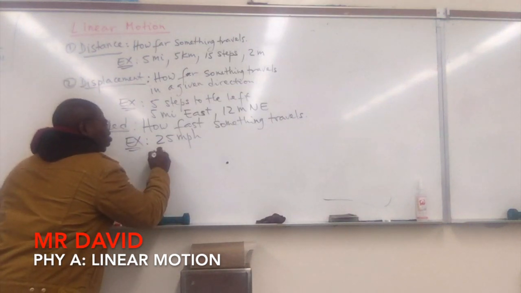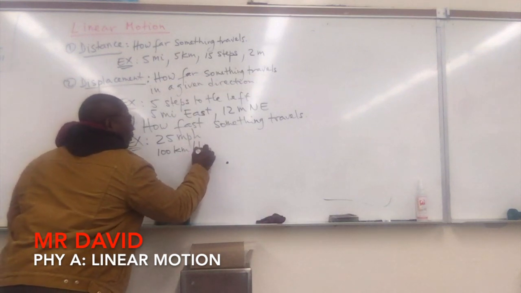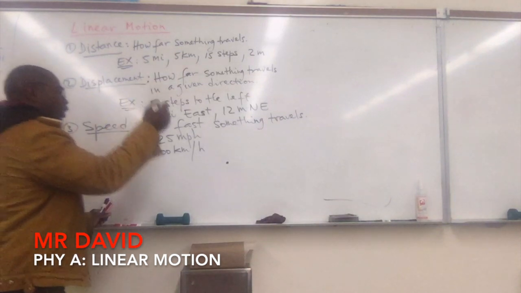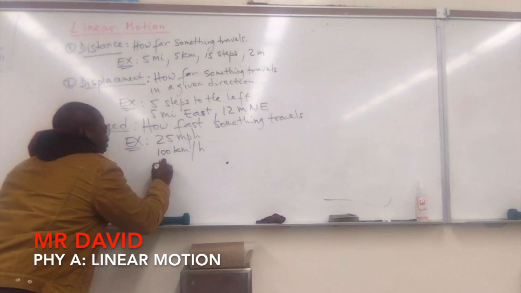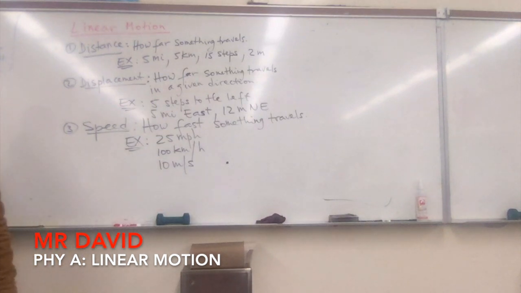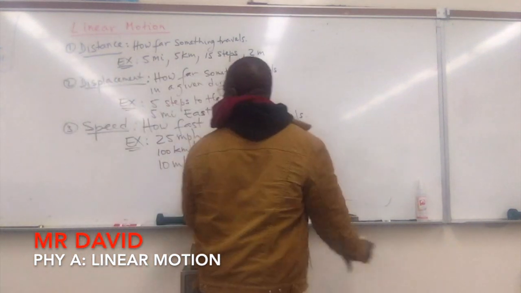Example, 100 kilometers per hour. Most of the problems that you'll be doing in physics will be in meters per second. It could be something like 10 meters per second. Okay? All right. Number 4.